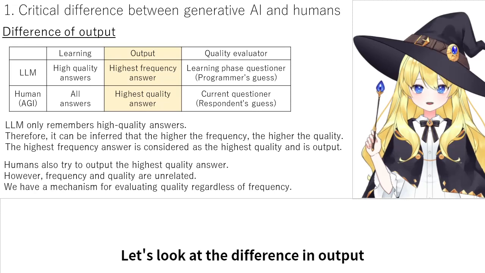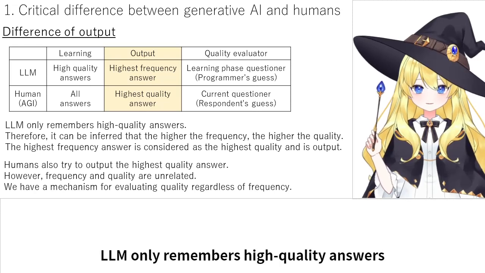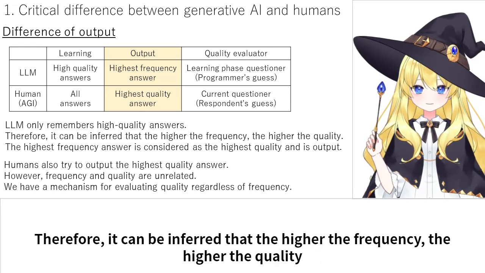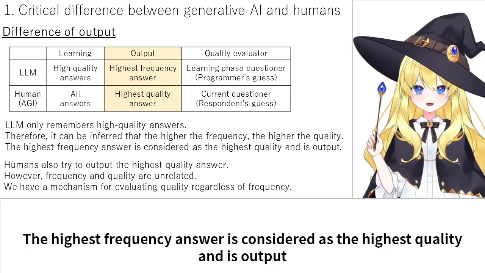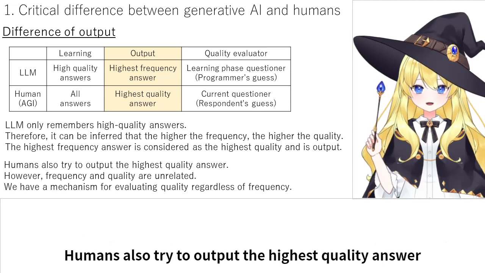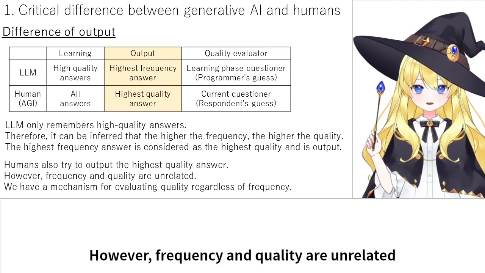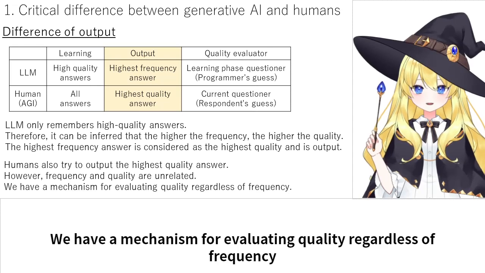Let's look at the difference in output. LLM only remembers high-quality answers. Therefore, it can be inferred that the higher the frequency, the higher the quality. The highest frequency answer is considered the highest quality and is output. Humans also try to output the highest quality answer. However, frequency and quality are unrelated. We have a mechanism for evaluating quality regardless of frequency.